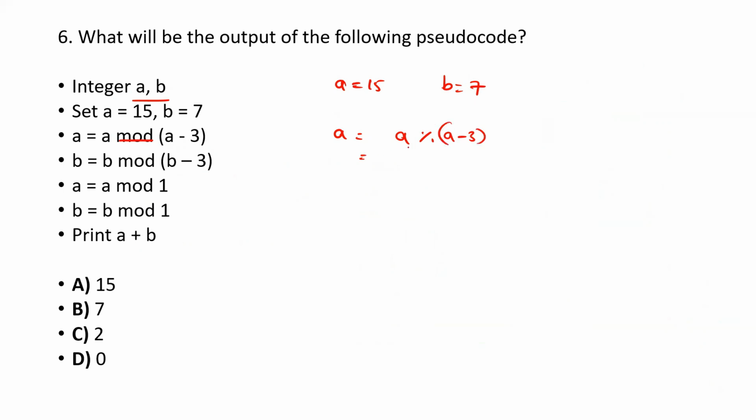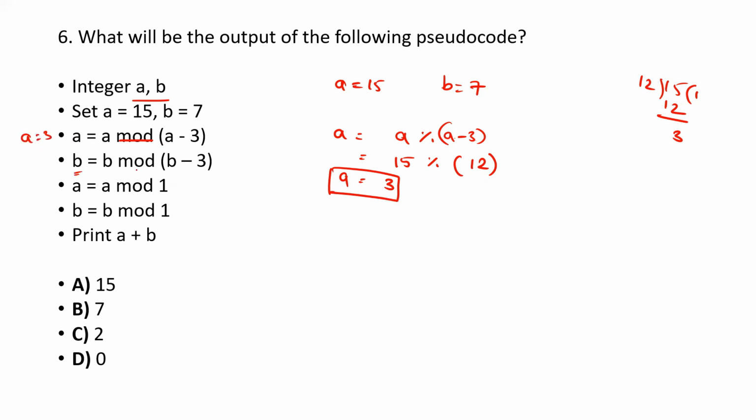Now what is the value of A that we have got? We have got A value as 15. So 15 percentage 15 minus 3. What is 15 minus 3? 15 minus 3 is 12. Now if you do division and you take the remainder, you will get 3. So 15 percentage 12 is 3. Now the value of A will be 3.